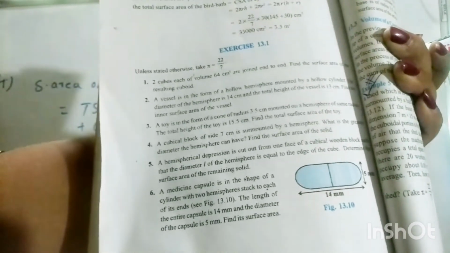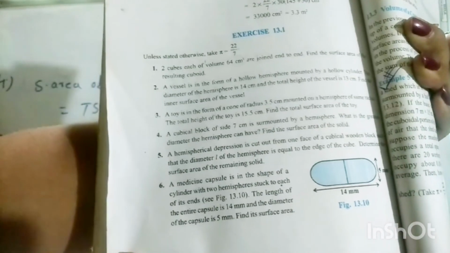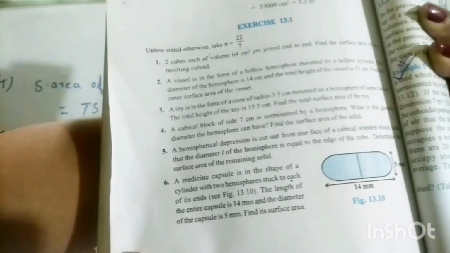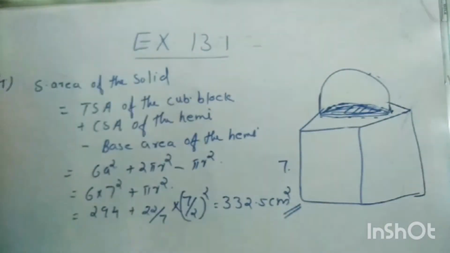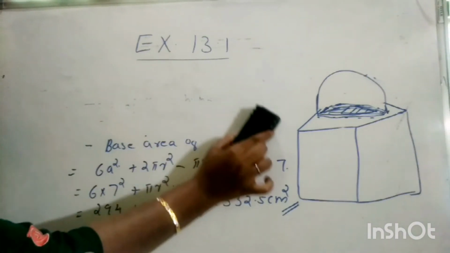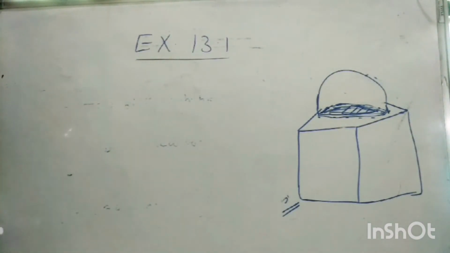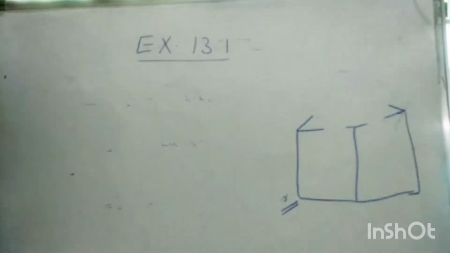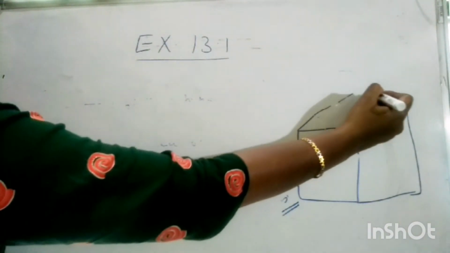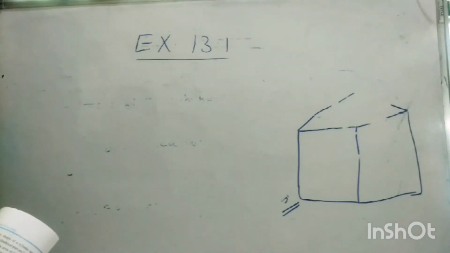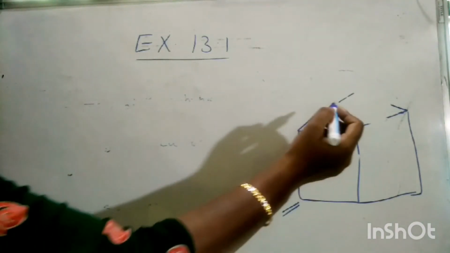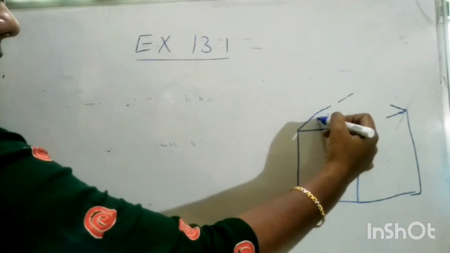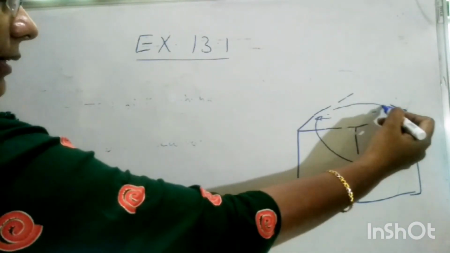Now fifth question. A hemispherical depression is cut out from one face of a cubical wooden block such that the diameter L of the hemisphere is equal to the edge of the cube. Determine the surface area of the remaining solid. So in this case also we have one cubical wooden block, and what we are doing here, we are going to cut one hemispherical depression from here.